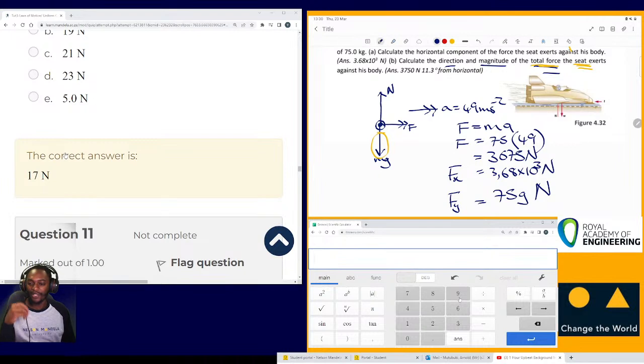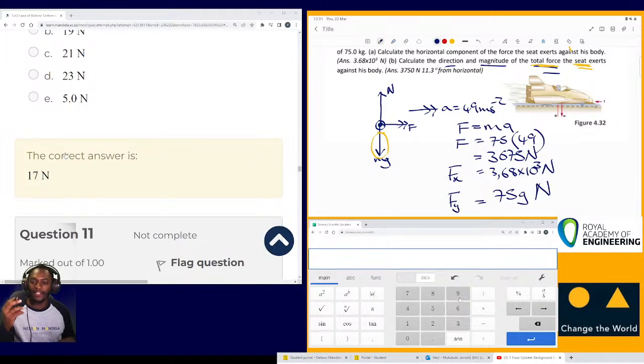If you're sitting on a chair, you are exerting a force on the chair, and the chair is exerting a force on you, which is the normal reaction. And this is the component in the Y of the force which is acting on the person. Okay, so I see it now.